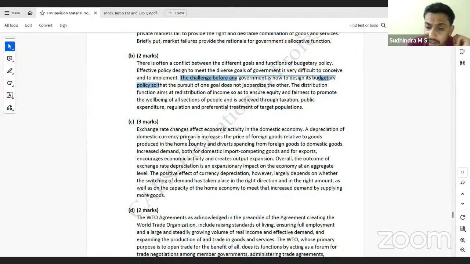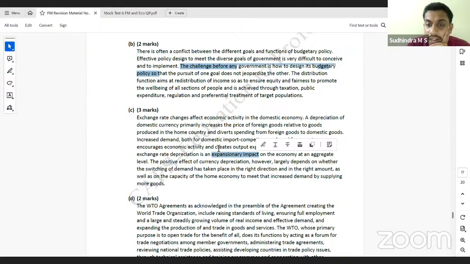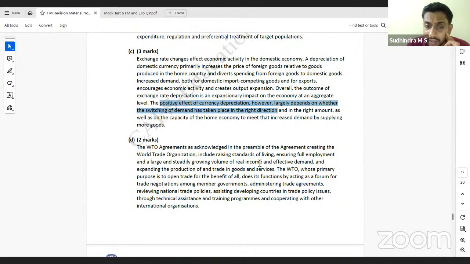Then last one is WTO related. So here, primary purpose of WTO is to open the trade for benefit of all. That is important. Its function, acting as that, gives you 1 mark. It acts as a forum for trade negotiation among member governments, trade agreements, national trade policies. This carries 1 mark.